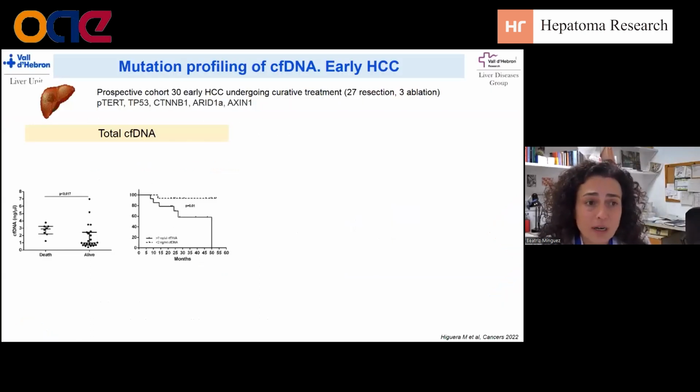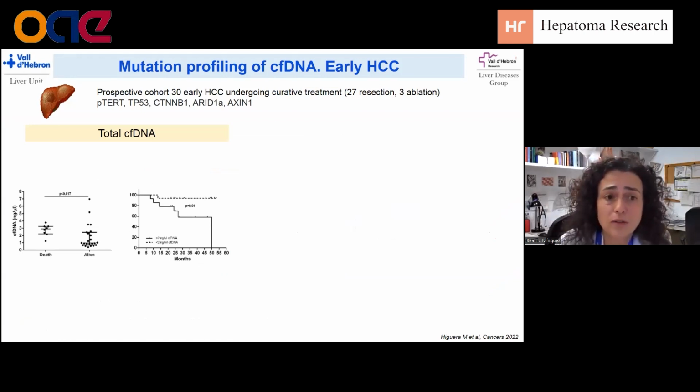There are several studies regarding this. I'm showing you one that we developed in our lab regarding cfDNA, that has been the most addressed part of the liquid biopsy. We prospectively collected samples from 30 patients that were undergoing curative treatment, 27 of them resection, and we studied the most prevalent mutations in the cfDNA.